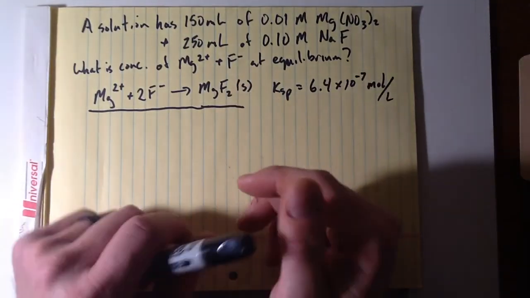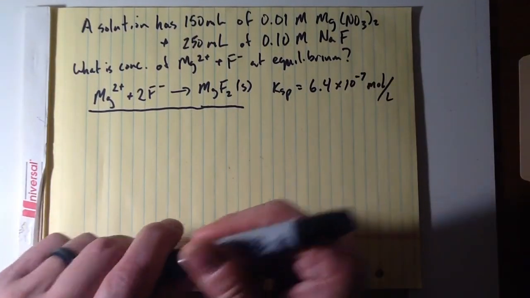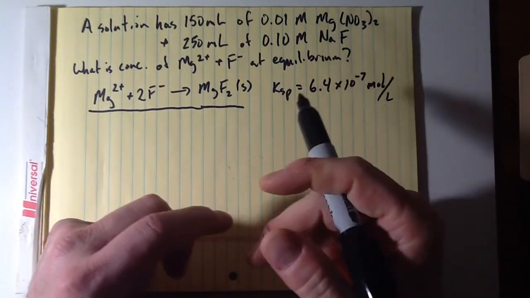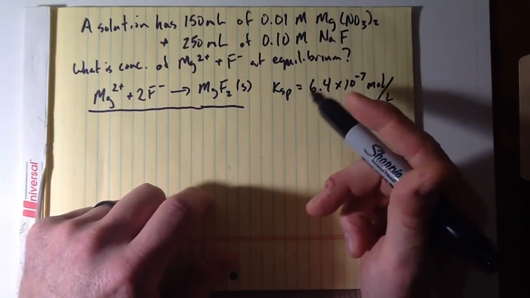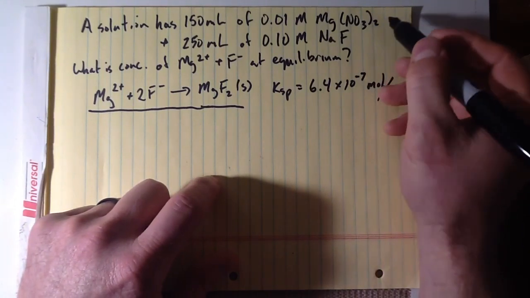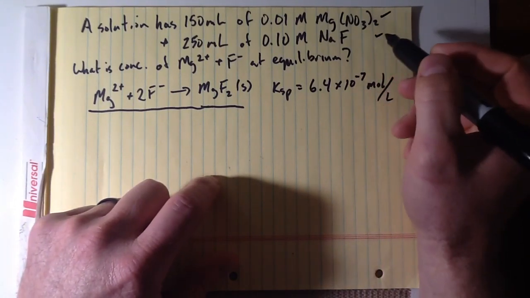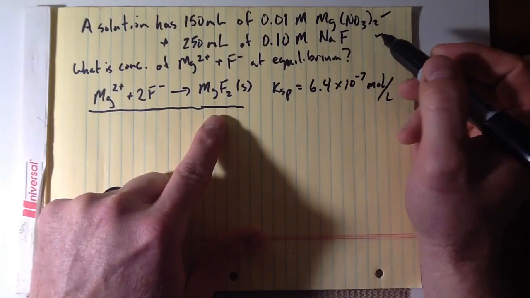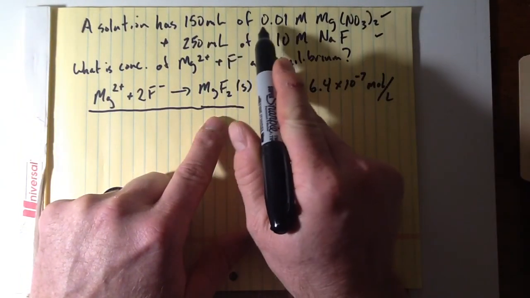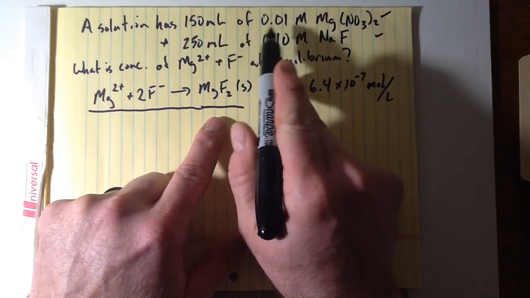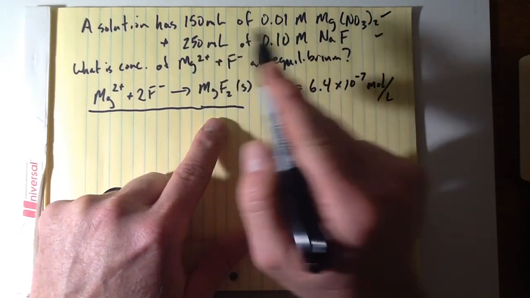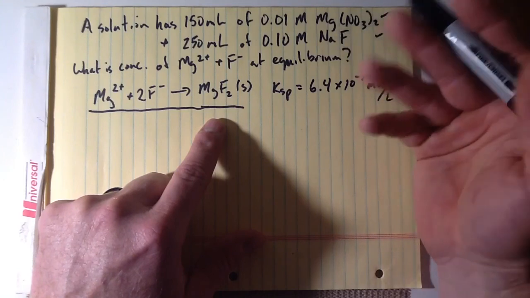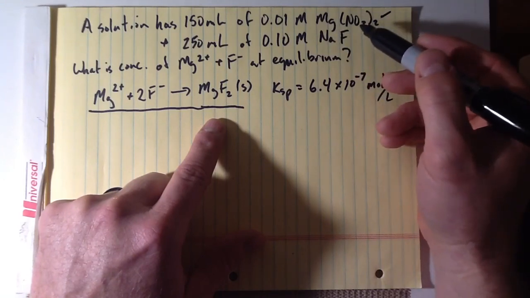This is a problem where KSP, the solubility constant for a salt, is incorporated into a precipitation reaction. I've written out the two salts that have been added together to make this precipitate, magnesium fluoride. They've given us the starting amounts of each of the salts, the milliliter amount and the molarity. What we have to do with these problems is figure out which of these is going to precipitate out. And the nitrates will stay soluble.